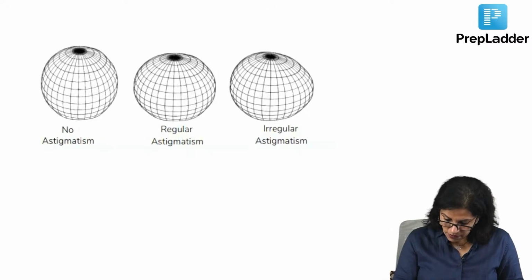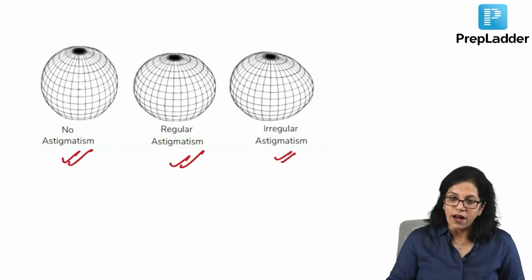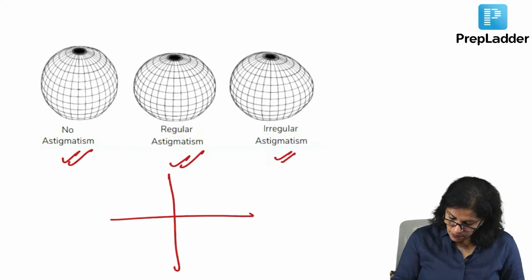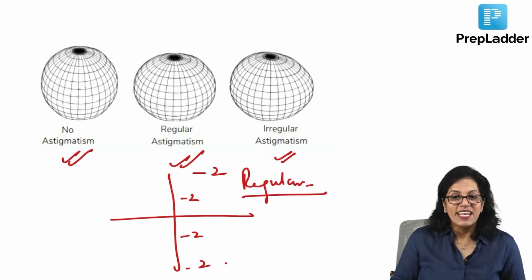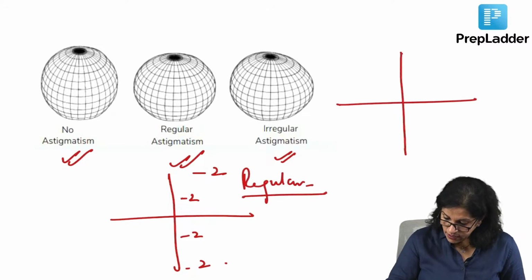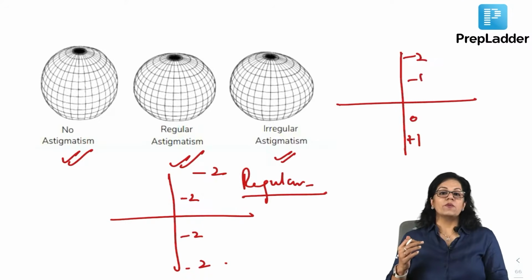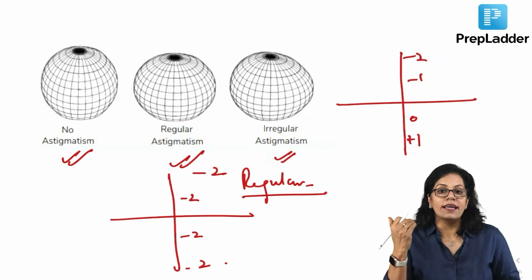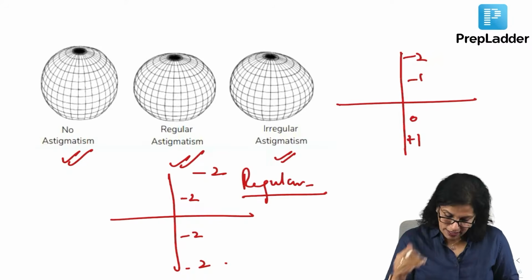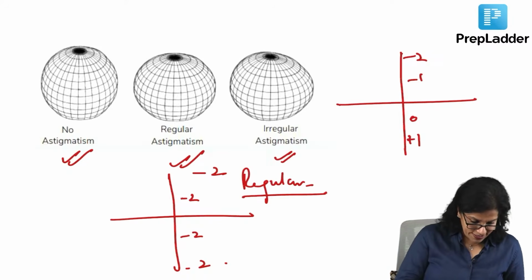And come to the last way of classifying, this is normal, this is regular and this is irregular. How? Let's put it this way. When I say minus 2, it means minus 2 in all the axes. This is what is meant by regular, same in the whole axis. But if there is so much irregularity in the cornea that even in the single axis there is a variation, now this is what is called irregular astigmatism. So this is how you will understand the different types of astigmatism.